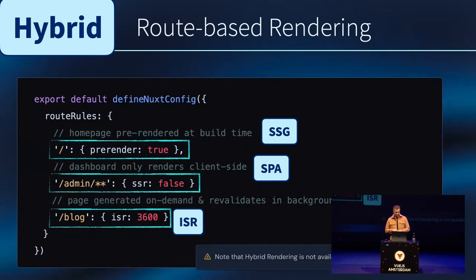Also, this is a note from the docs that if you're doing hybrid rendering, that's actually not available to you if you pre-built your whole site as an SSG with nuxt generate. So you either generate it all as an SSG or you decide to do this hybrid route-based rendering approach.